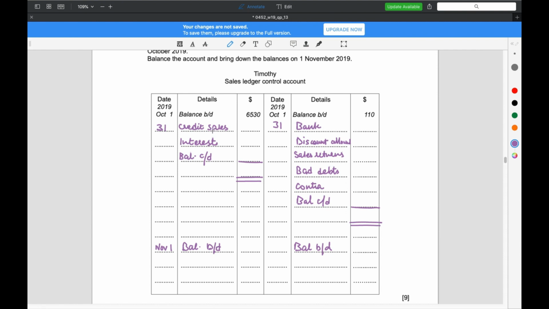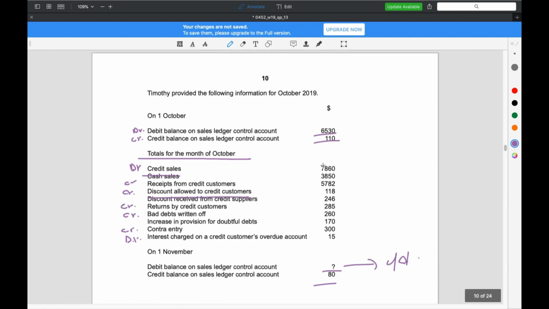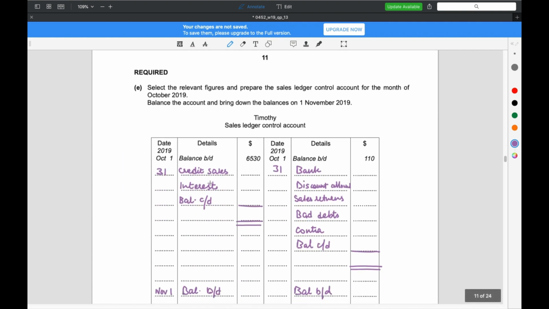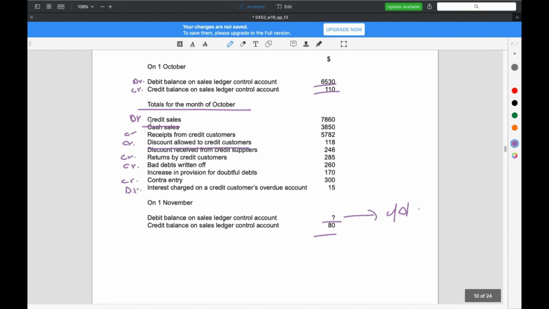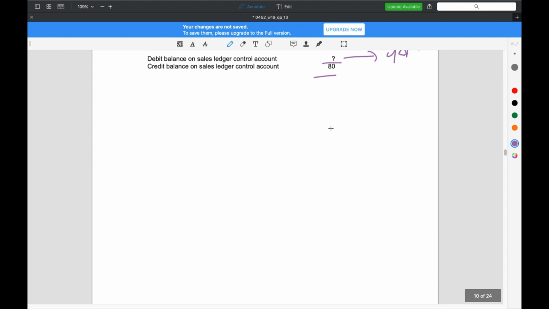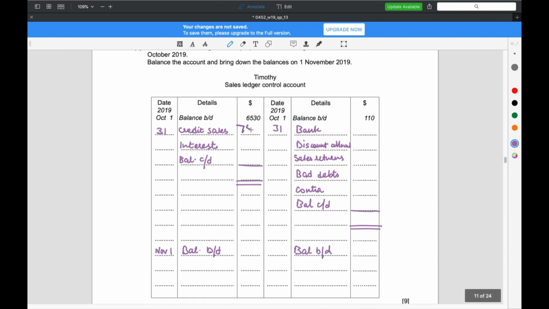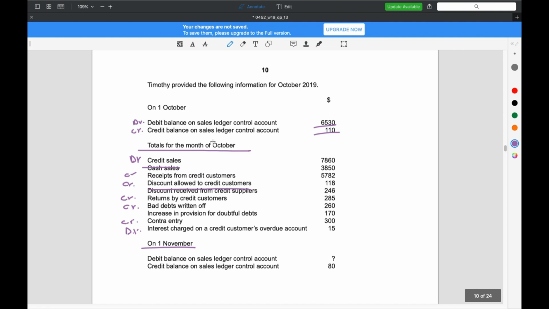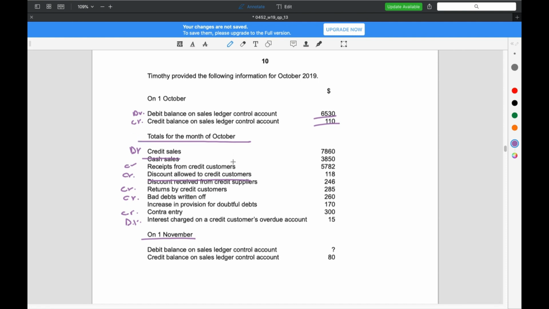Okay, so the credit sales, as we saw, were 65. Actually, we have to start with the brought down. The brought down he's given to you, which is 65.30. The next one is going to be your credit sales, which is 78.60. So write that down, 78.60. And then the interest on overdue, as we saw, was $15. Okay, all right.